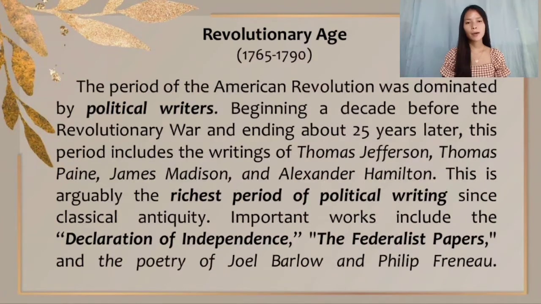The period of the American Revolution was dominated by political writers, beginning a decade before the Revolutionary War and ending about 25 years later. This period includes the writings of Thomas Jefferson, Thomas Paine, James Madison, and Alexander Hamilton. This is arguably the richest period of political writing since classical antiquity. Important works include the Declaration of Independence, the Federalist Papers, and the poetry of Joel Barlow and Philip Freneau.